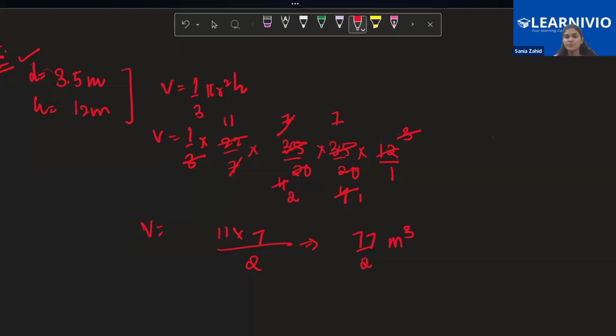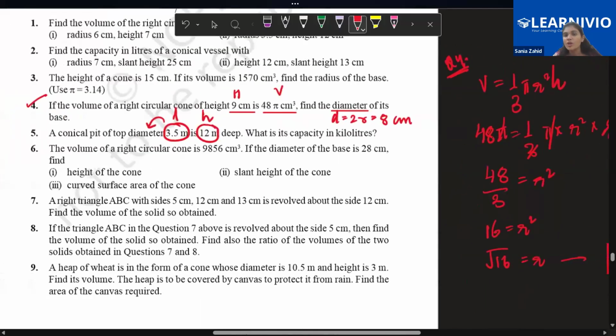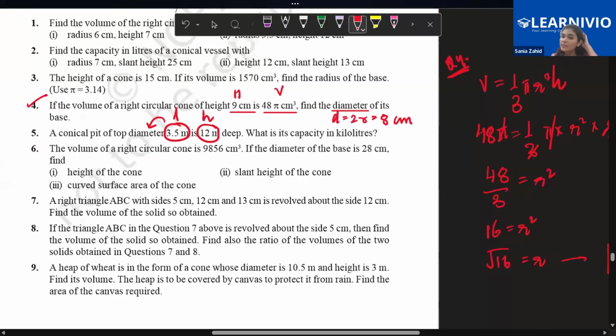Answer is meter cube. But children, what do you have to do? You have to find the answer in kiloliters. In last class, I told you how to convert. Who will tell me what was the conversion? Yes, children. Ma'am, you told us conversion of meter to kilometer. No, you can't convert.